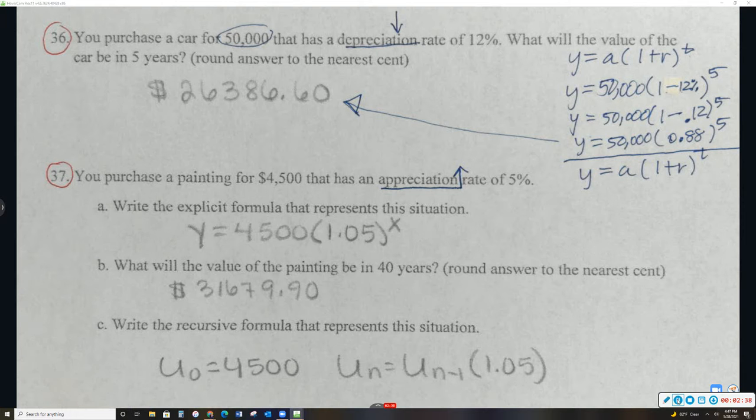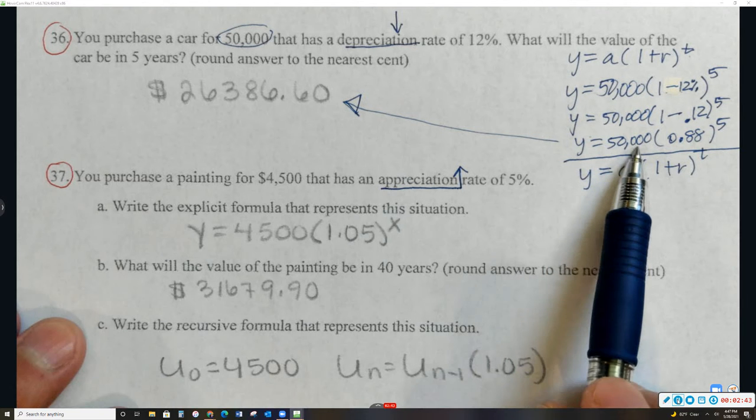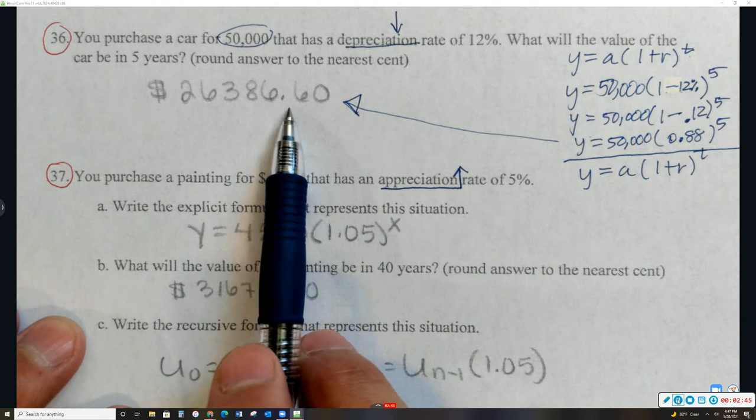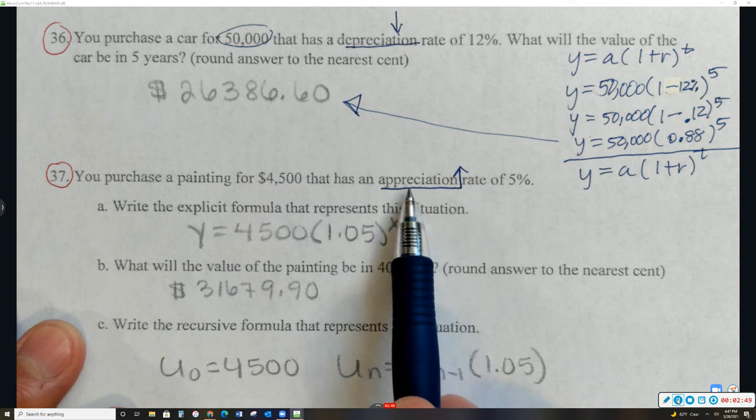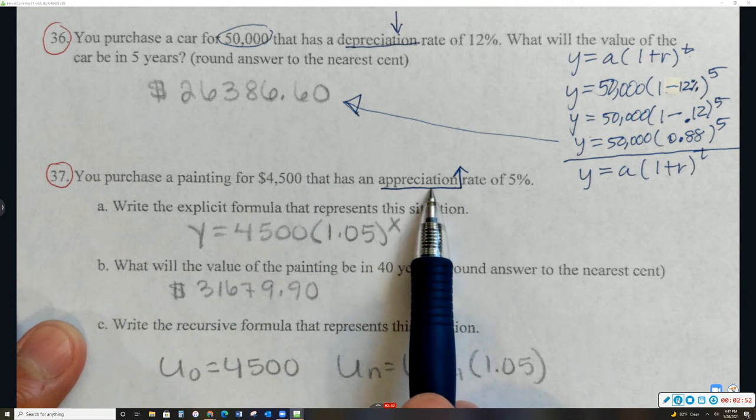So anyway, I pulled my calculator back. But hopefully you saw this is what you type in the calculator to get this value. Now the only difference between 36 and 37 is this one is appreciating. So that means the value is going up.